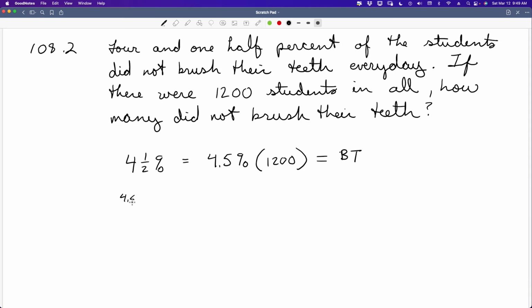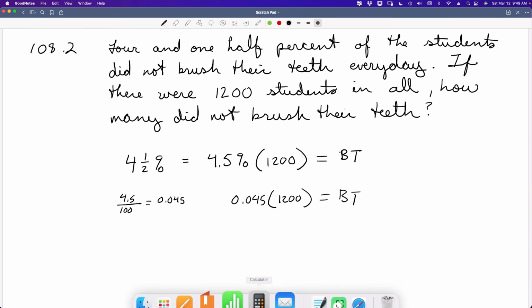So we turn this into our fractional number, and then we make the decimal from there. So 4.5 out of 100. That's 2 decimal places, so that's going to be 1, 2. So we need a 0 in front of the 4. So 0.045 is the number that we're multiplying by 1,200. So 0.045 times 1,200 is going to equal the number with bad teeth.